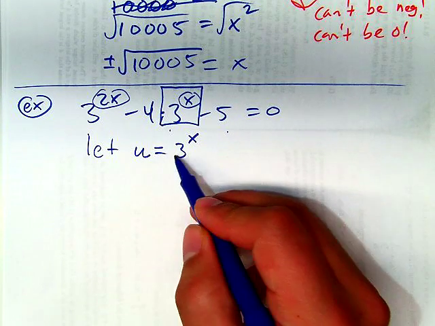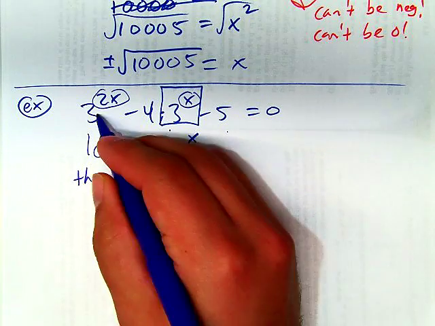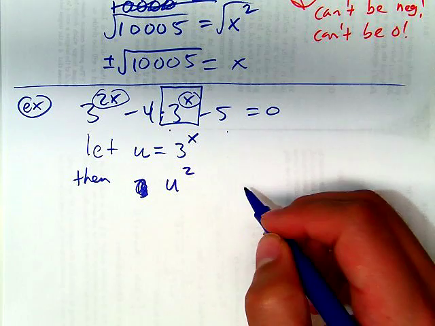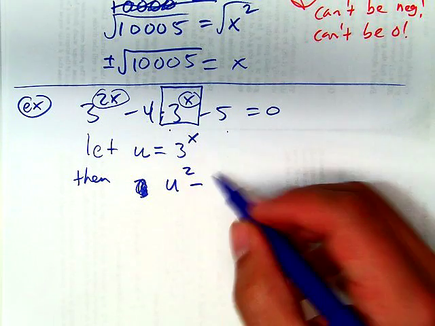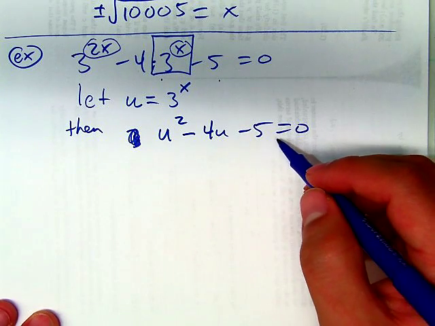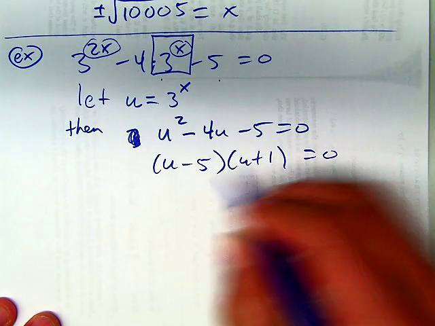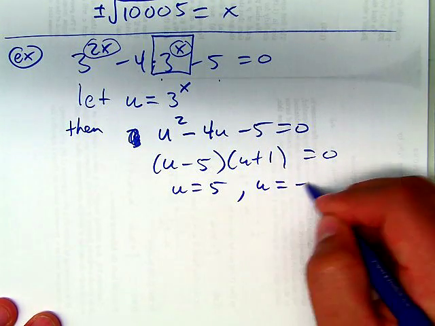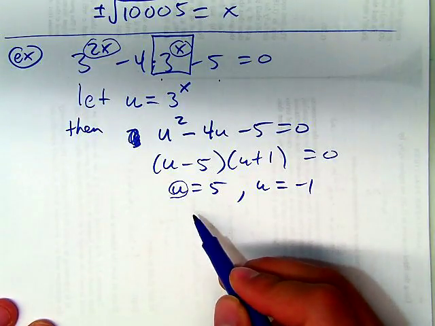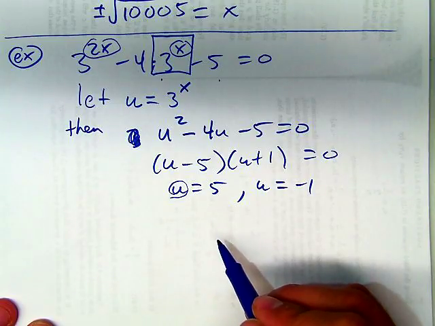So if we say u is 3 to the x, then when you rewrite this equation, 3 to the 2x becomes u squared minus, and now 4 times 3 to the x becomes 4u minus 5 equals 0. And look, now we have a quadratic equation that's fairly simple to solve. You factor, get your values for u. So u is going to be 5 or negative 1. But remember, this u represents a few different things. Okay?